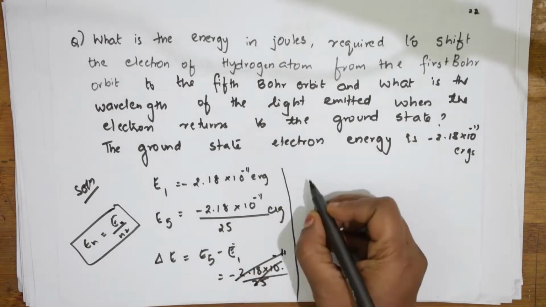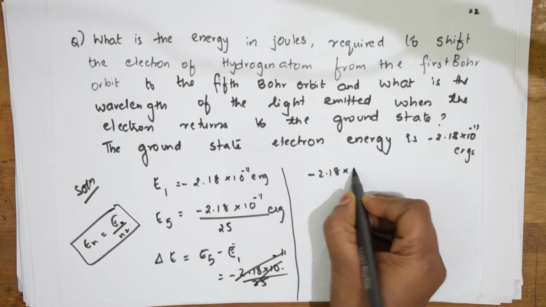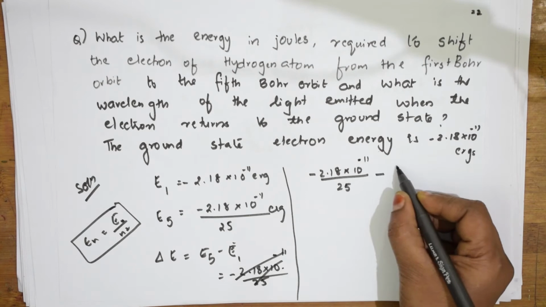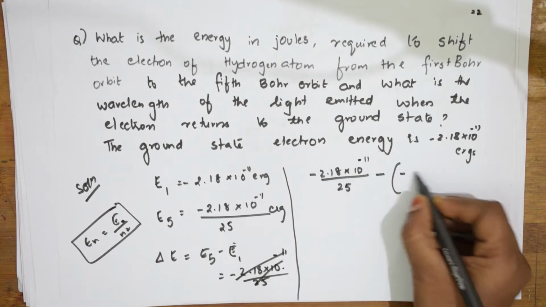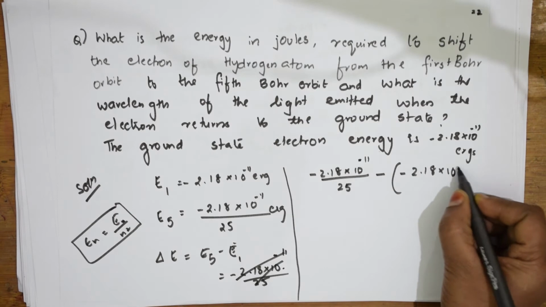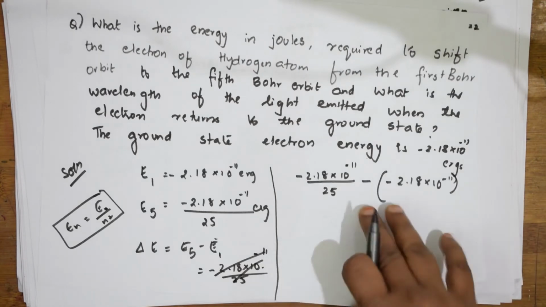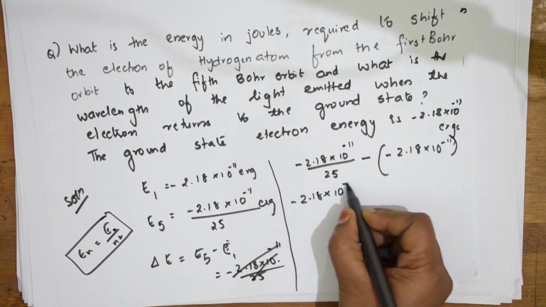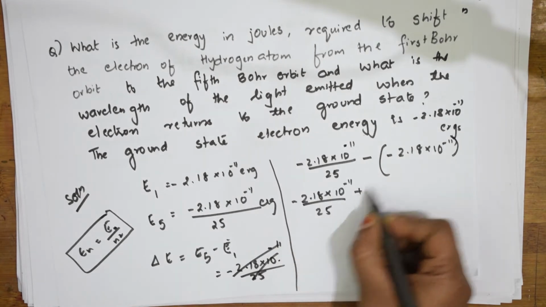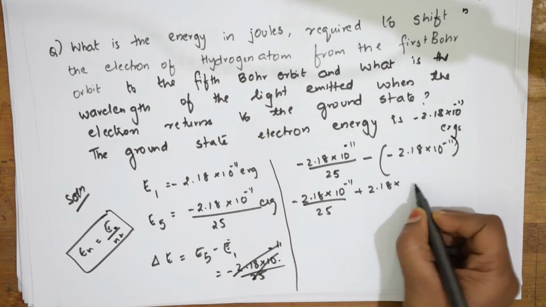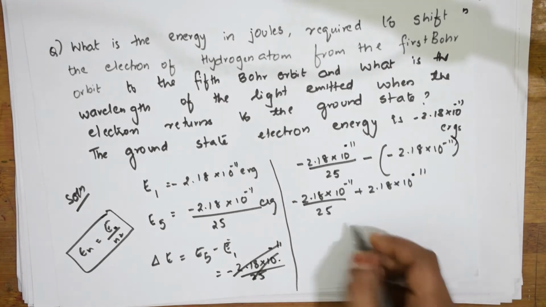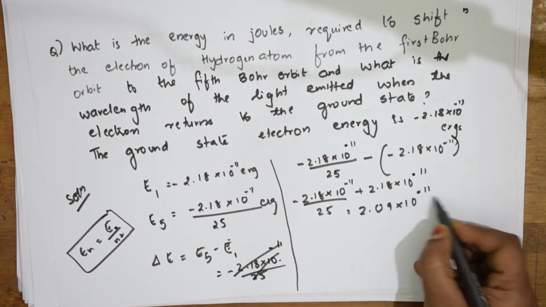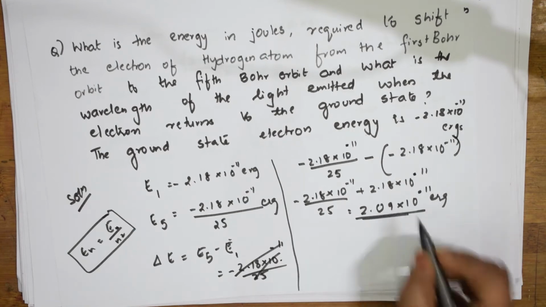What is E5 equal to? Minus 2.18 into 10 raised to the minus 11 divided by 25, minus of minus, again the same value, 2.18 into 10 raised to the minus 11. So this comes to minus 2.18 into 10 raised to the minus 11 by 25, plus, since minus into minus is plus, 2.18 into 10 raised to the minus 11. When I solve, I get an answer of 2.09 into 10 raised to the minus 11 ergs. So this is your energy.